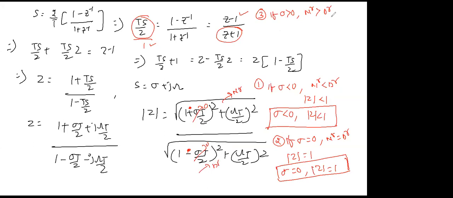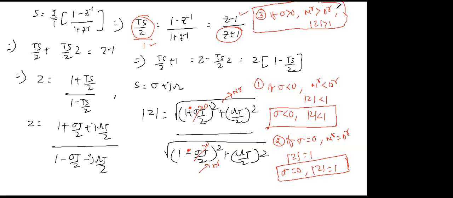Then what is the meaning? The meaning is mod z is greater than 1. So the third condition is also satisfied. It means if sigma is greater than 0, the poles lie on the right-hand side of the S plane, mapping to poles lying outside of the unit circle. So all the three stability conditions are satisfied.